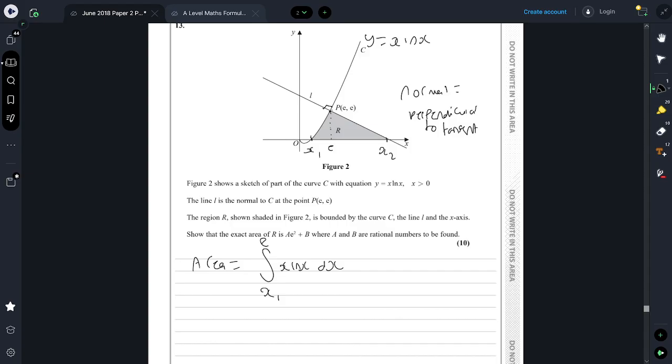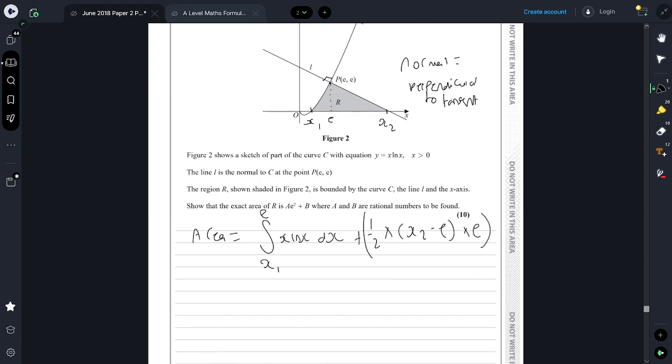Then we can split this up, and the second area is going to be this little triangle here. So it's going to be half times base, which is x2 minus E, times the height, which is again E, the vertical height here. Just to clarify, E and then x2 minus E. That's the area of the triangle here. We'll talk more about that in a minute.